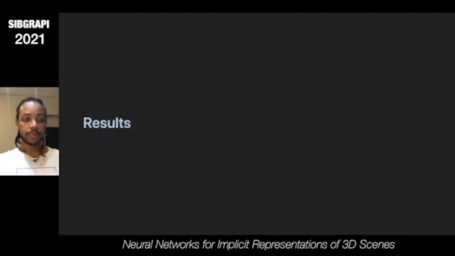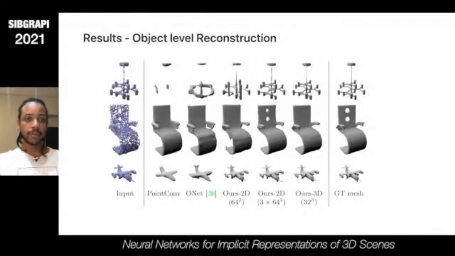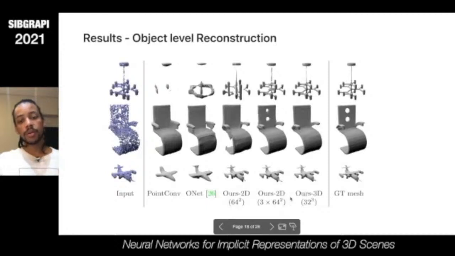And now we can see some results. So here we have an object level reconstruction. On the left, we have the point cloud as input. On the right, we have the ground truth mesh. These models are from the ShapeNet dataset. And here we can see 3 different approaches using convolutional occupancy networks. So with a single plane encoder, with 3 planes encoder, and with a volumetric encoder.